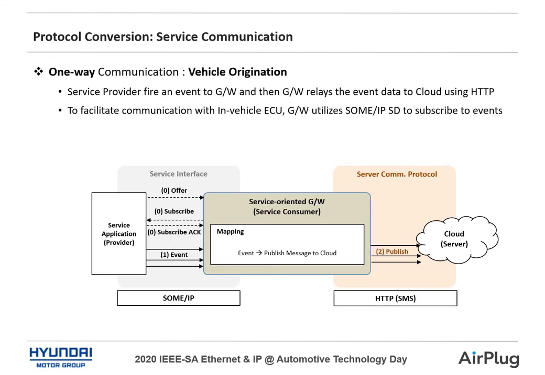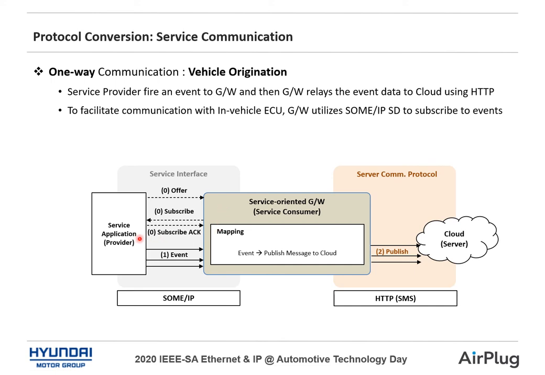Now, here is one-way communication case. Information available from in-vehicle ECU is delivered to a server in the cloud. The service-oriented gateway first needs to find out which application is providing that information and then subscribe to the appropriate event corresponding to that information. This is done using SOME/IP SD protocol, offer and subscribe.